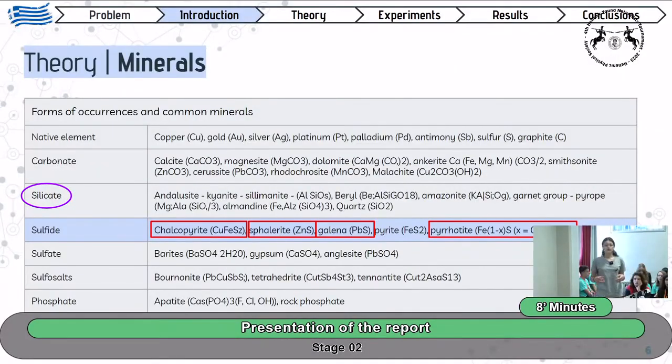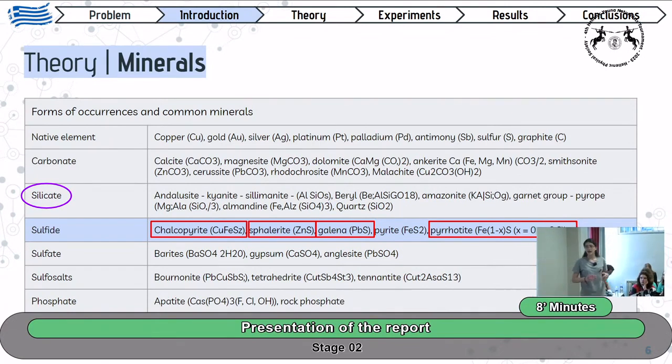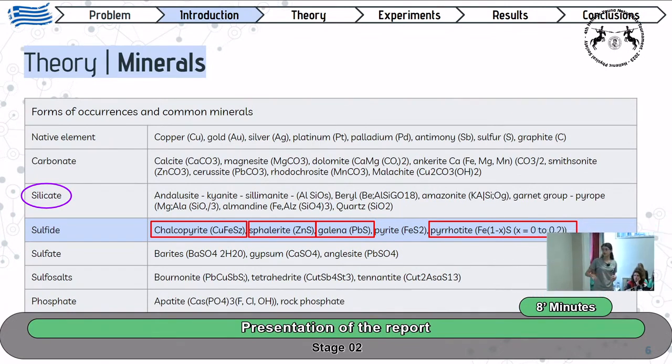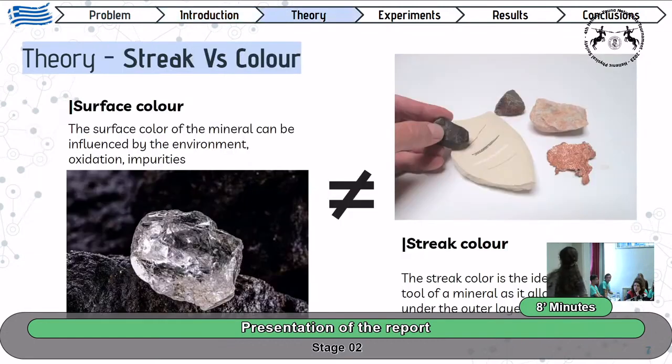Now, iron sulfide belongs to the family of minerals called sulfides. The mineral name of iron sulfide is pyrite, this mineral here. And some other minerals in the family of sulfides are chalcopyrite, sphalerite, and galena, which you'll see why they are relevant later. Another category which we decided to investigate is the category of silicates, which you can see here. We will explore that in a bit.